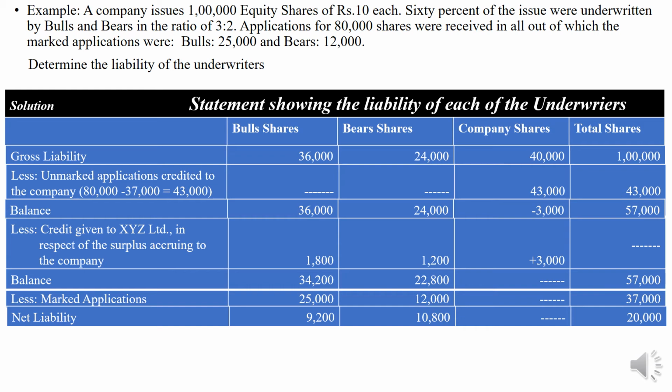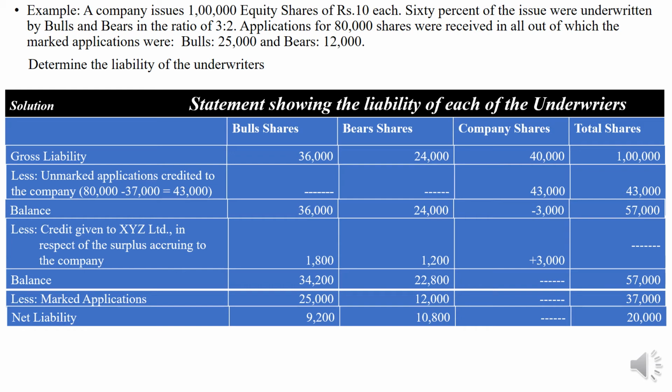So very simple. First you find out the gross liability. Calculation of gross liability depends upon the proportion of underwriting by the underwriters. So in our example, 60% of 1 lakh is 60,000. That is divided between these two underwriters in the ratio 3:2, the given ratio.